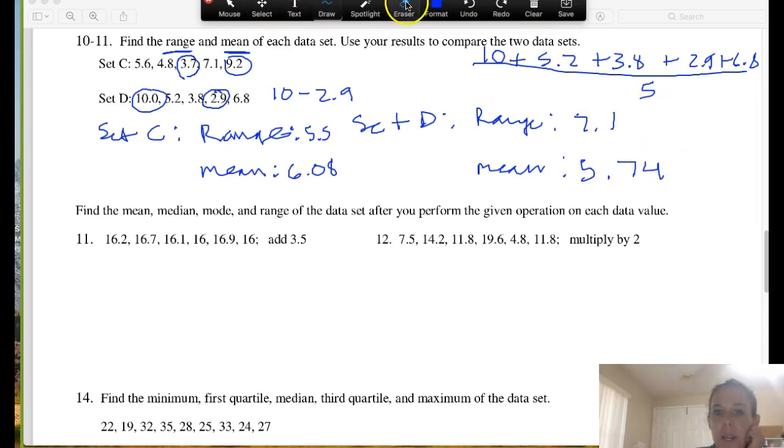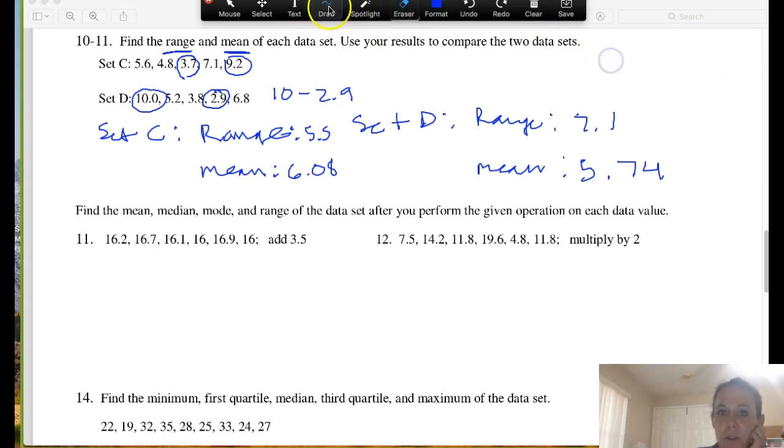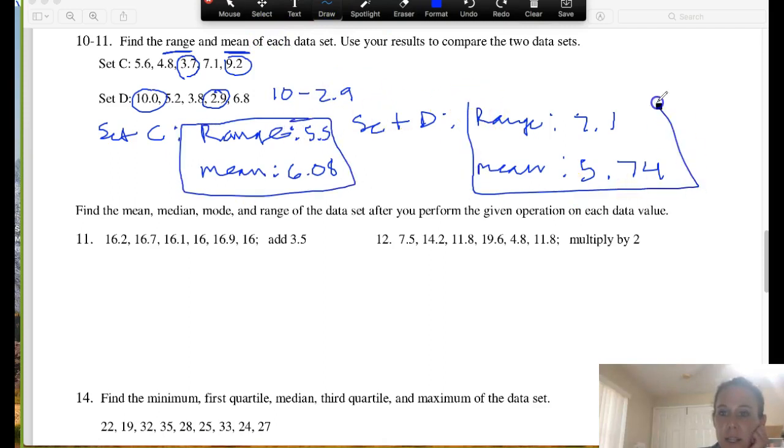All right, so we've got the range and the mean of each. Now answer the last question. You need to give me both of those for each data set: the range and the mean for set C, the range and the mean for set D. Now compare the two sets. If you look at set C, it has a smaller range, but it has a larger average. So the numbers are closer together and they have a bigger average. Here with set D, the numbers are further apart and it has a lower average.